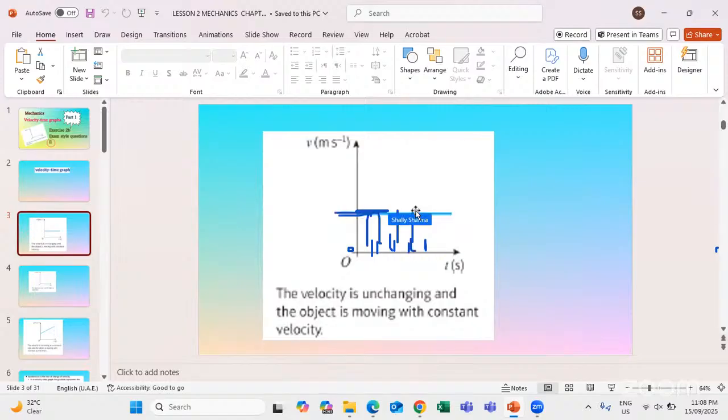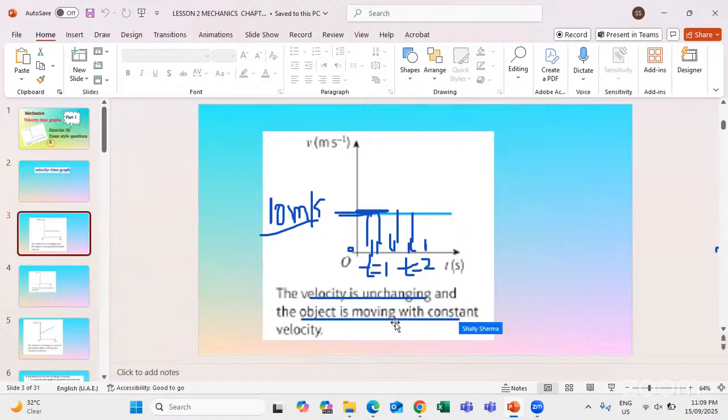Let's say it is a value in meters per second. For example, I'm taking a numerical value here. Let's say this value is 10 meters per second. When time t is equal to 1 second, it is 10 meters per second. When time t is equal to 2 seconds, then also it is 10 meters per second. So velocity is not zero, but velocity is not changing as well. So we say that velocity is unchanging and the object is moving with a constant velocity. There is no change in the velocity.